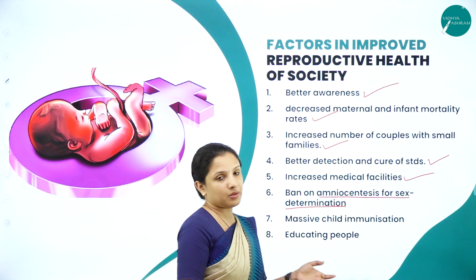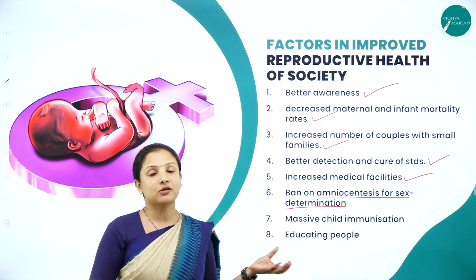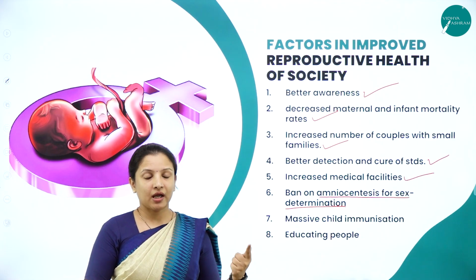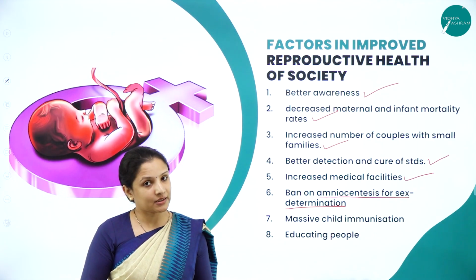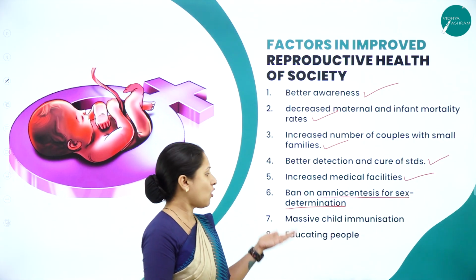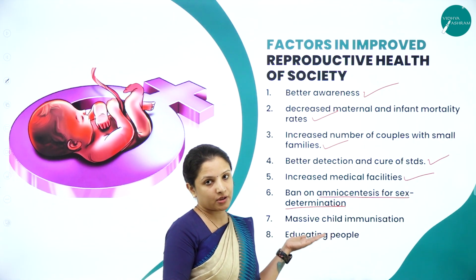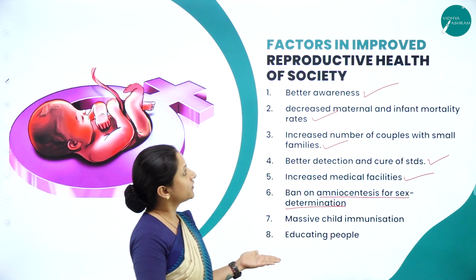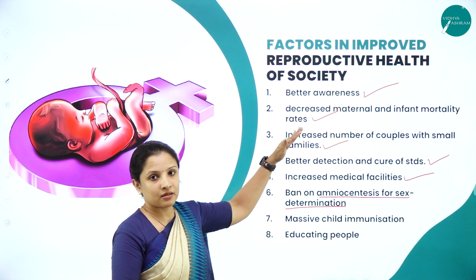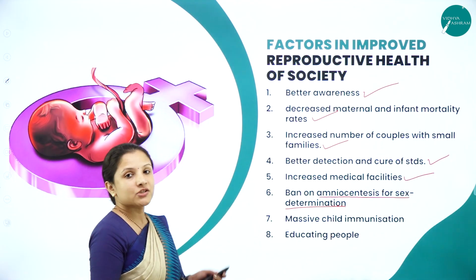Next, educating people. This is one of the main things: educating people about STDs, about hygiene, about assisted reproductive technologies, about various barrier methods to prevent pregnancy. All that education is given to the people. So these are some of the important factors looked at nowadays in a proper reproductive health and childcare program.